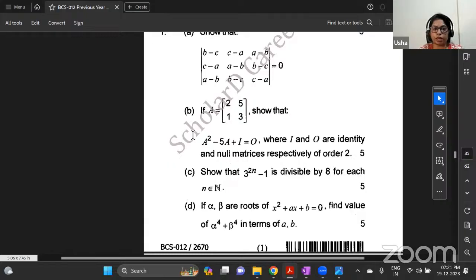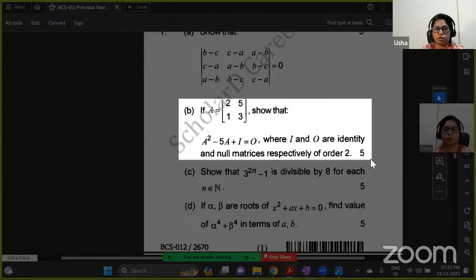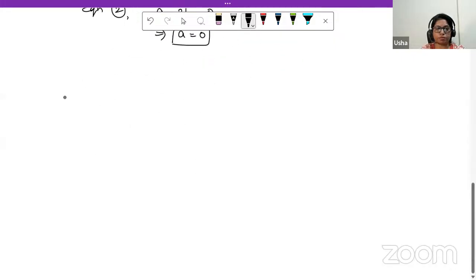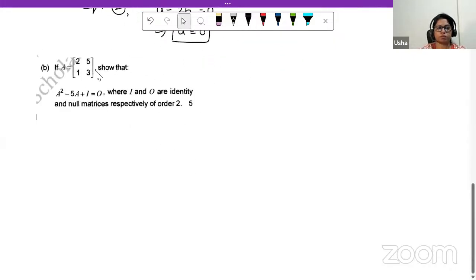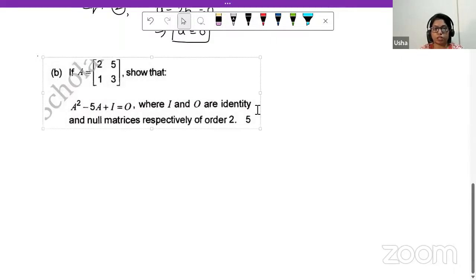Okay, so next we have: if A is equal to [[2, 5], [1, 3]], show that A square minus 5A plus I equals 0, where I and O are identity and null matrices respectively of order 2. See, this is another matrix based question of 5 marks. We will solve this. You'll get one matrix question for 5 marks, one determinant question or Cramer's rule. One of that you will get.